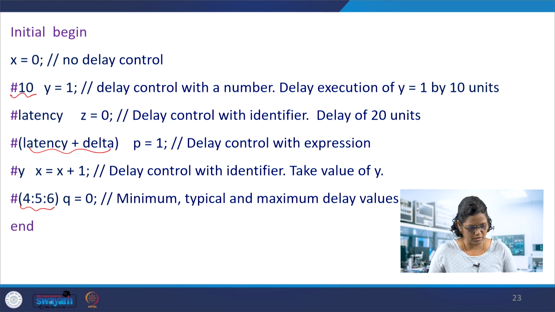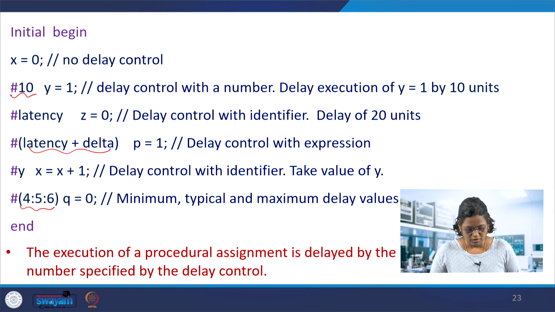So this is a piece of code which describes the regular delay control. Not only a number, but identifiers, expressions, and min-max type expressions can also be used for defining the timing controls. The execution of this assignment is delayed by whatever number is specified after the hash.